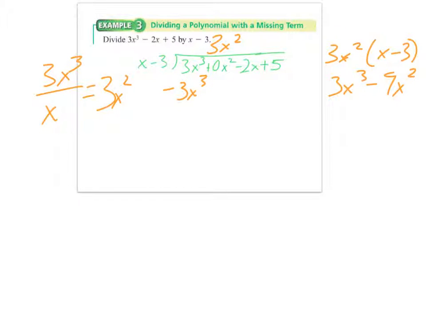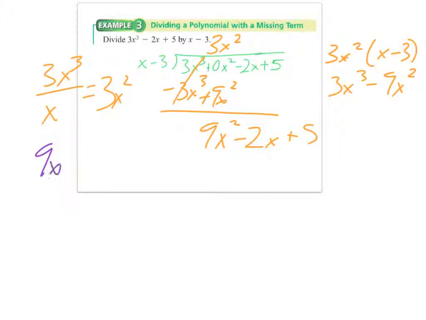So switching the sign, subtract the 3x cubed, really add the 9x squared. Again, notice I need that x squared column. The x cubes cancel out. 9x squared, because adding it to 0, the minus 2x, the plus 5 just come down. Again, the 9x squared is higher degree than my divisor, so I can continue my process.